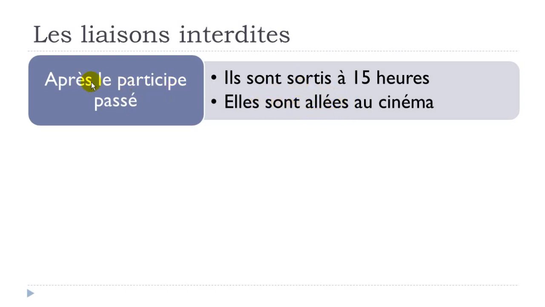Okay, so in that case, if you think about what we said, so après le participe passé, so if we spot it, this is the participe passé, sorti, and this is here the participe passé, and both end with s, so it would be possible to make a link between s and a here, and s and au here. But then the rule is quite strict. You don't make a liaison after your participe passé. Okay, so ils sont sortis à 15 heures. All right, so no liaison here, no link between the two.